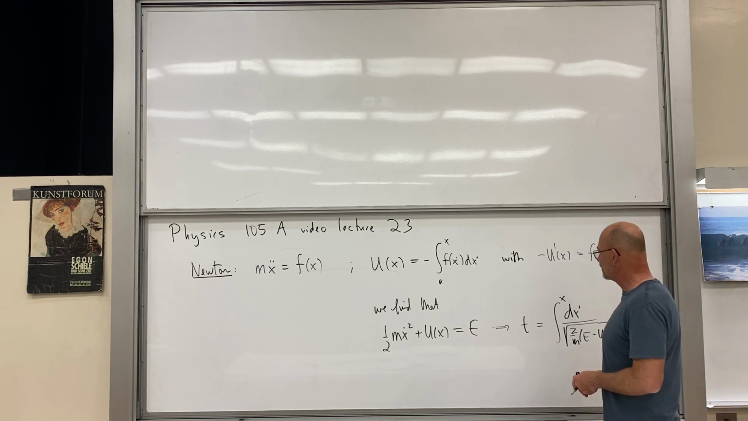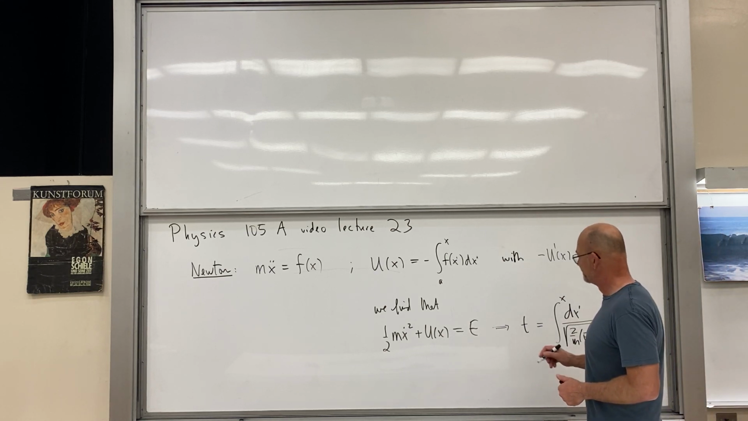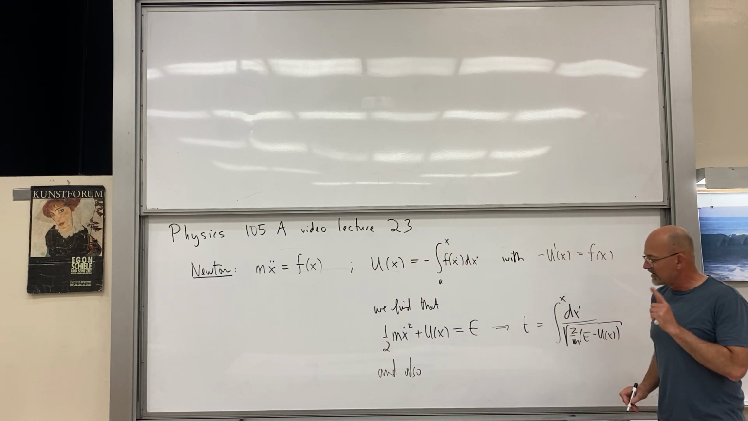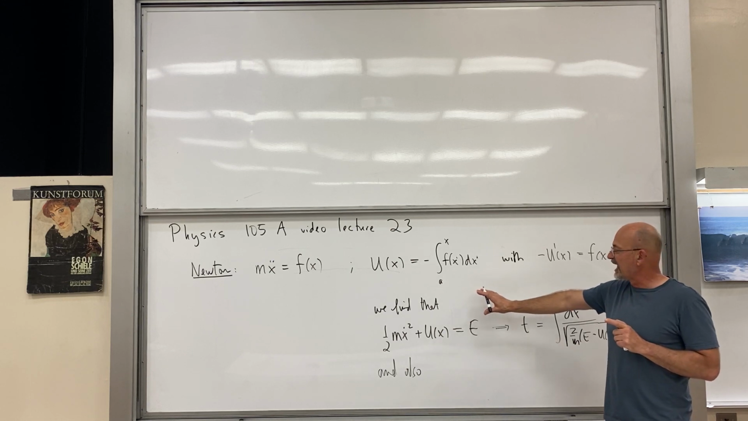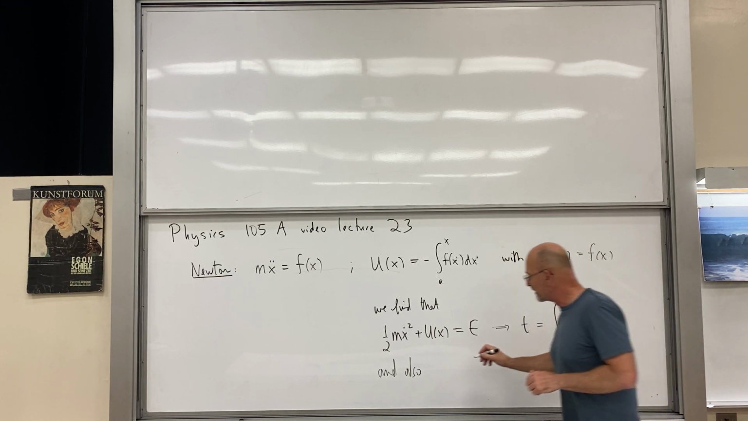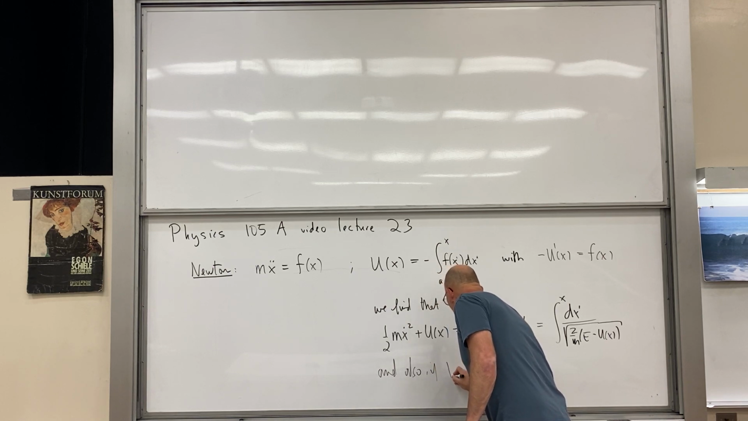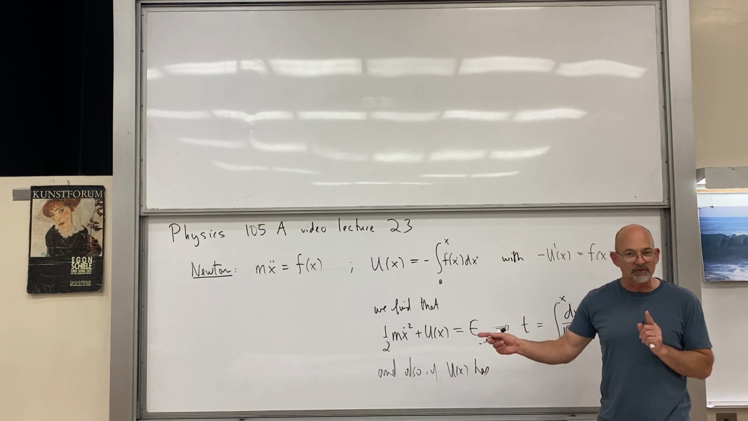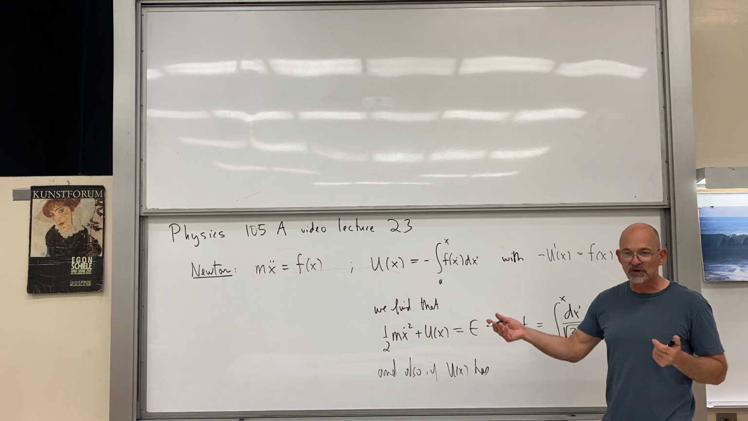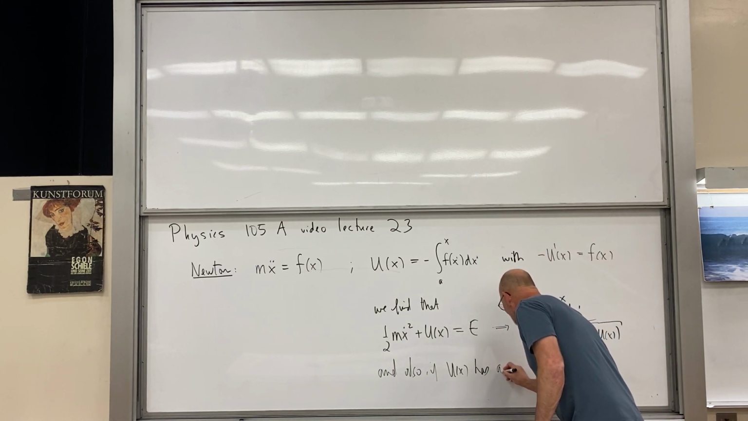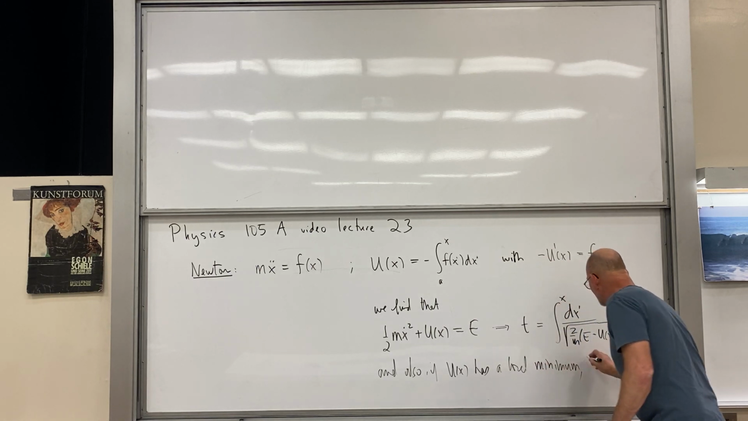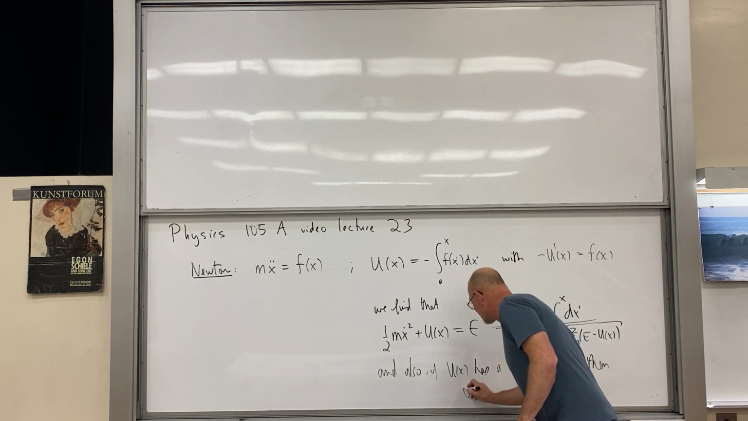Okay. Continuing, and also we had potential energies with a local minimum. Also, if u of x has a local minimum, then what? Well, then we have oscillations, and under particular circumstances, harmonic oscillations. If u of x has a local minimum, then oscillations.